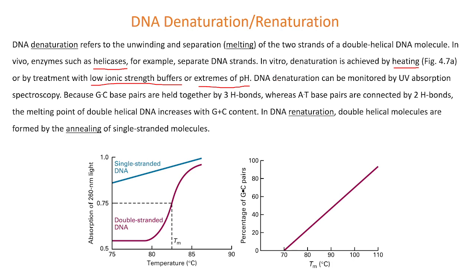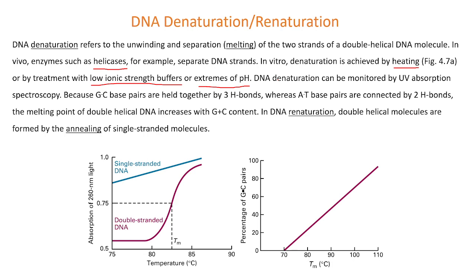So what happens in DNA renaturation? The double helical molecules are formed by the annealing of your single-stranded molecules. So this is when we come to the concept of PCR. And in PCR we do annealing. First we denature and then we go for annealing. Okay.